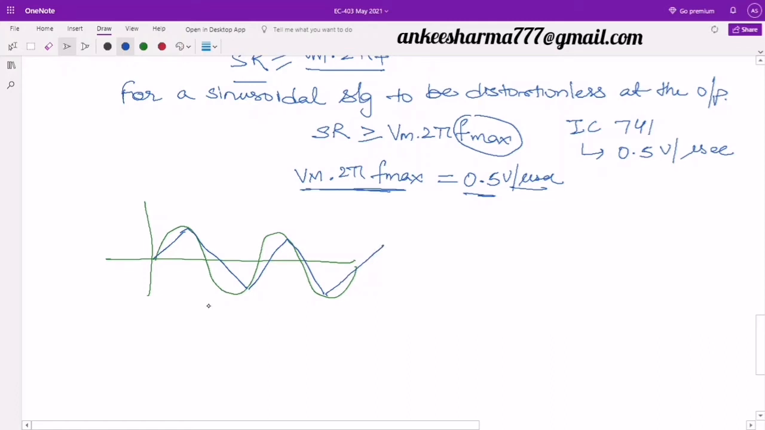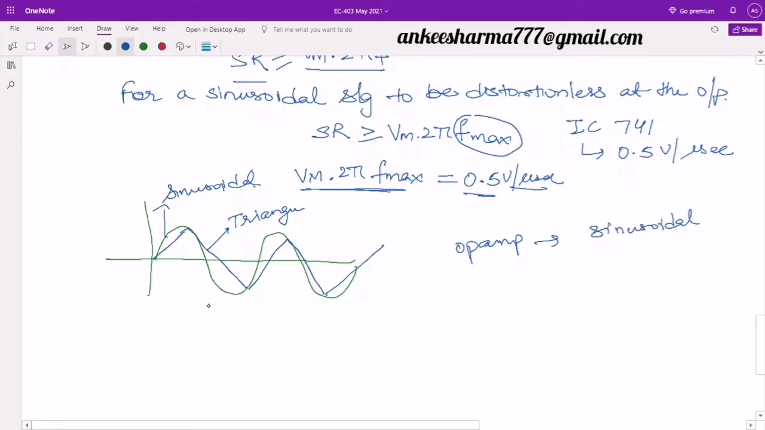So you see here we have applied an input which is sinusoidal, whereas we are getting an output which is triangular. So this thing is also to be considered. In operational amplifiers we mostly use sinusoidal signals at the input.